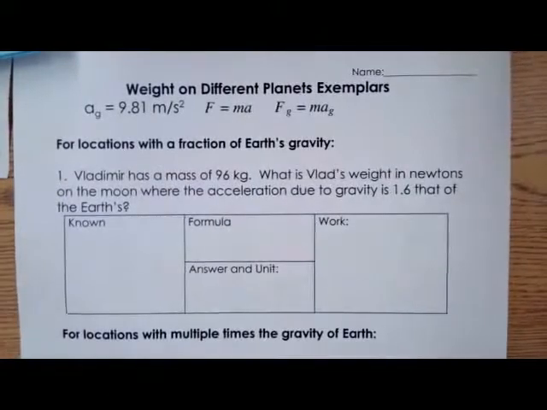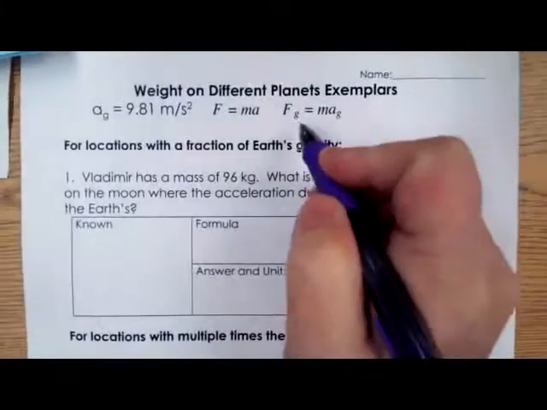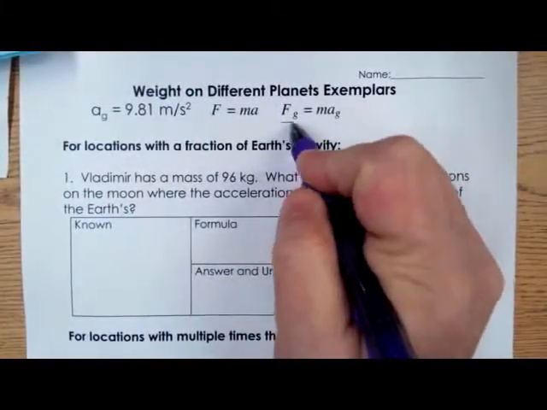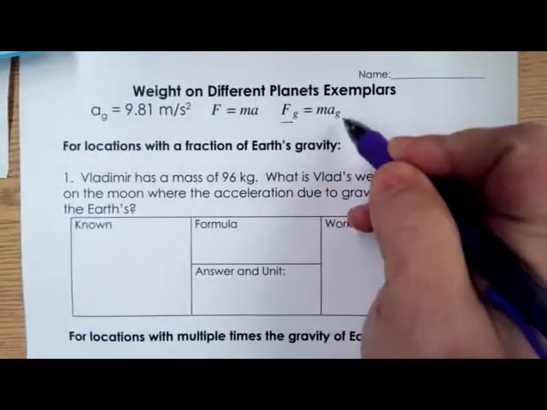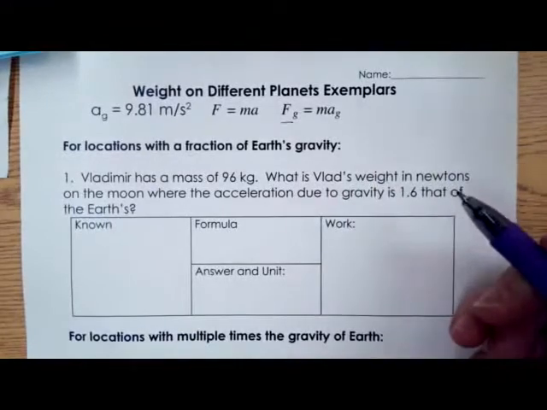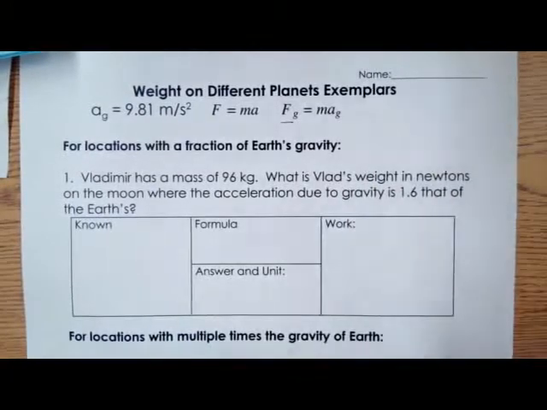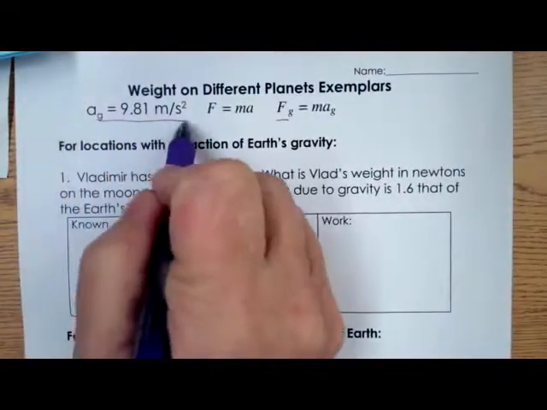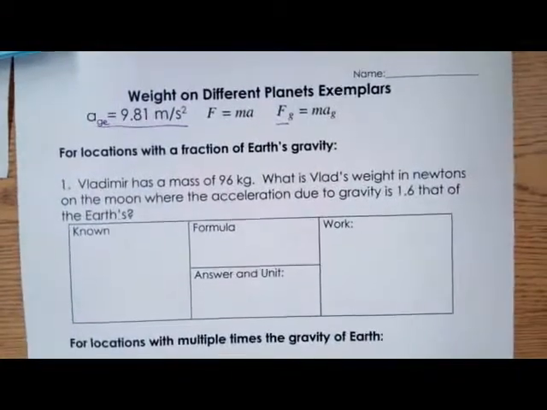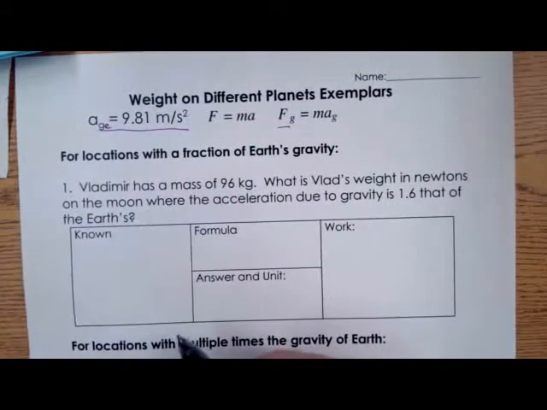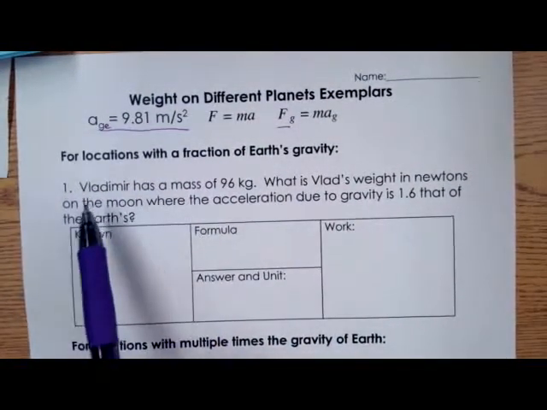So you already know how to use the weight formula, Fg, force due to gravity equals mass times the acceleration due to gravity. Now I'm going to teach you how to do that when it's something other than the acceleration due to gravity on Earth, which happens to be this. So this is the acceleration due to gravity on Earth. I'll put a little E there so we know. So let's dive right in.